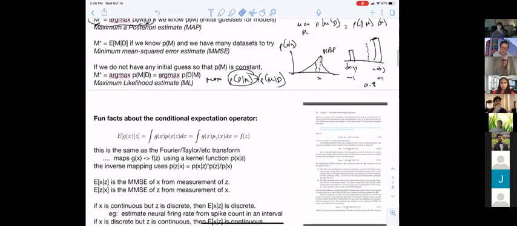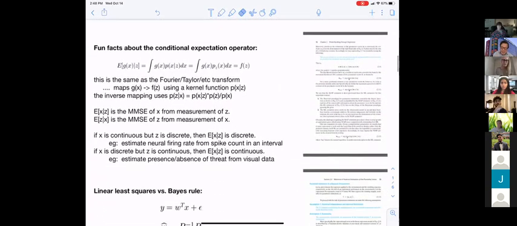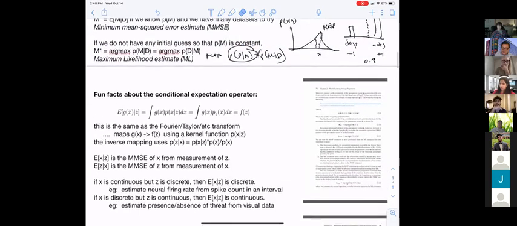Okay. So I included here some things I'm calling fun facts about the conditional expectation operator. Now, why is the conditional expectation operator important? Or for that matter, what is the conditional expectation operator? Let me back up for a second.